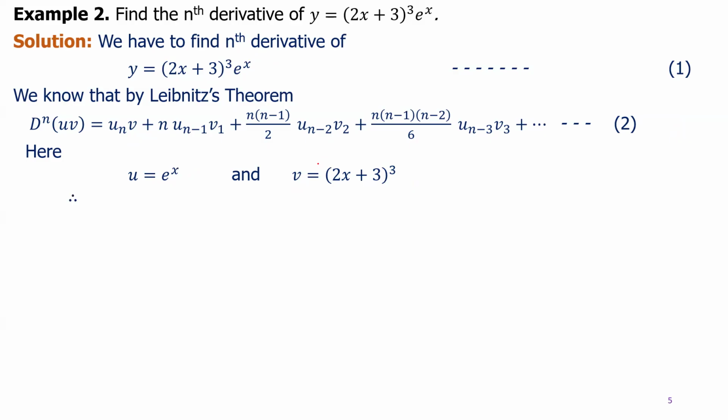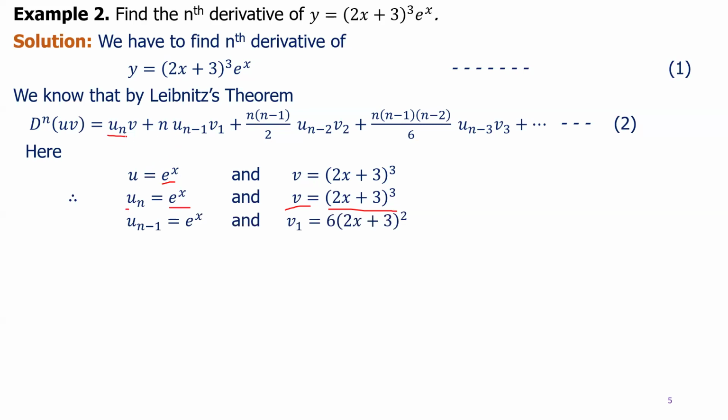Now, let us find the nth derivative of e to the power x. So, nth derivative of e to the power x is nothing but e to the power x, and we write down v as it is, (2x plus 3) whole to the power 3. Next thing is un minus 1. First we have found un, second we have to find un minus 1. We have to just put n is equal to n minus 1.